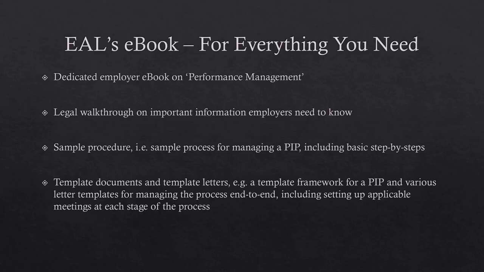So, in summary, the ebook provides templated options for managing an end-to-end performance management process, including setting up the applicable formal review meetings at each stage of the process, and generic template warning letters for substandard performance, these sorts of things, so you don't need to be drafting documents from scratch, or flying blind in terms of trying to figure out as the employer what's the appropriate documentation in the process that you should be looking at implementing when navigating this specific area.